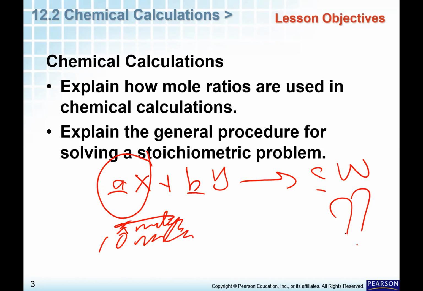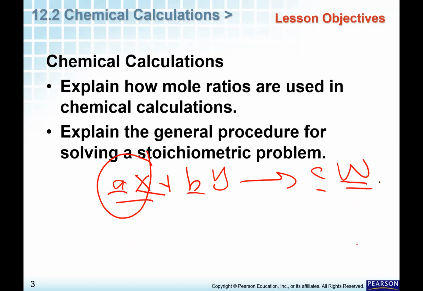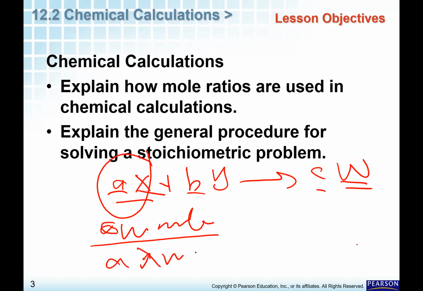Based on that, in order to do that, you can derive what we call a conversion factor from the equation, and that is the relationship between X and W, which is basically C moles of W divided by A moles of X. And the same thing, the relationship between Y and W, and between Y and X, and so on.